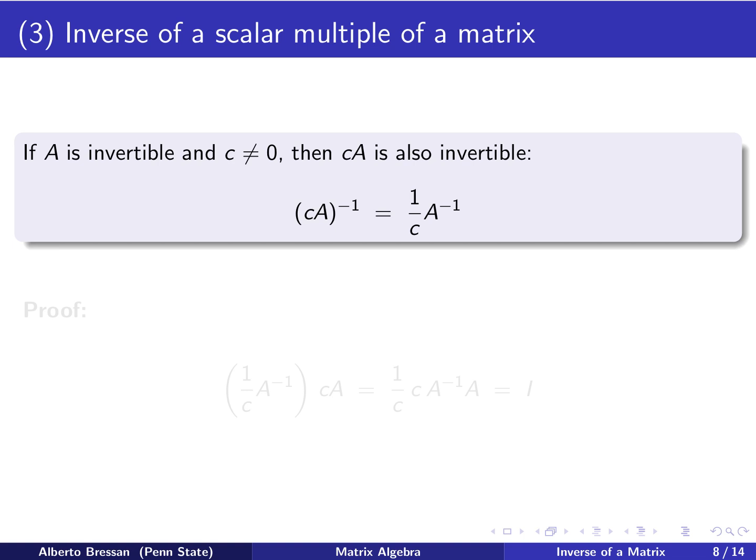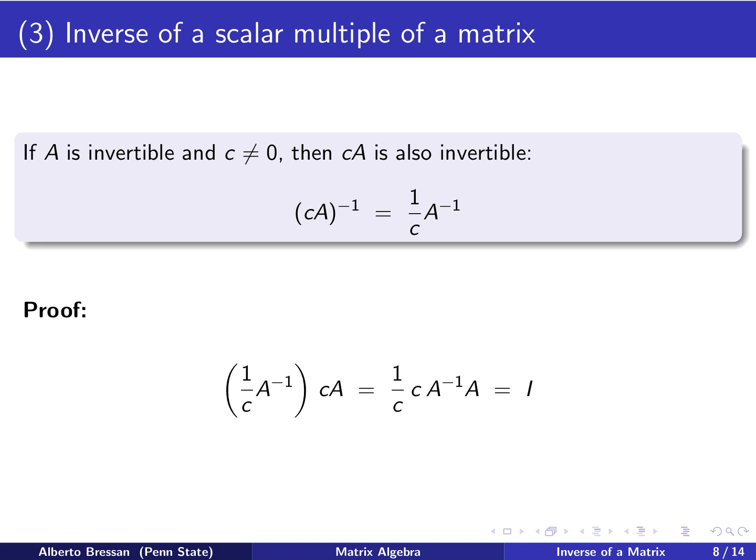Okay, now the third property is the inverse of a scalar multiple. So if A is invertible, of course, and you have a constant C which is non-zero, then the scalar multiple C times A is also invertible, and the inverse of this is 1 over C times the inverse of A. Note that 1 over C is the inverse of C for a scalar number.